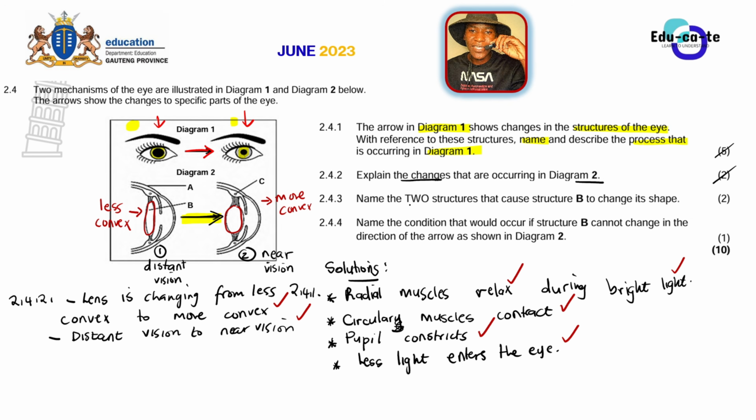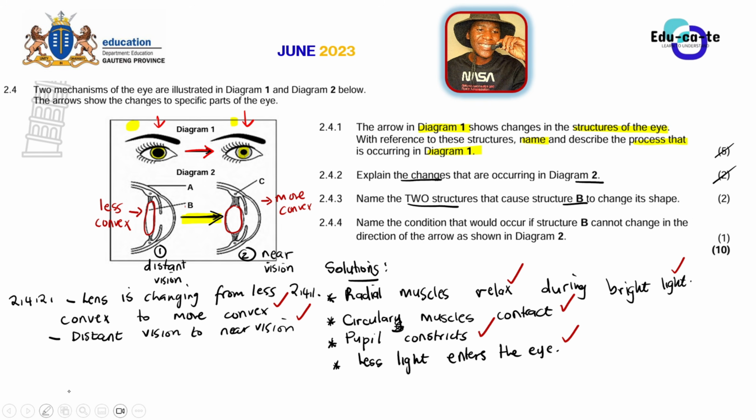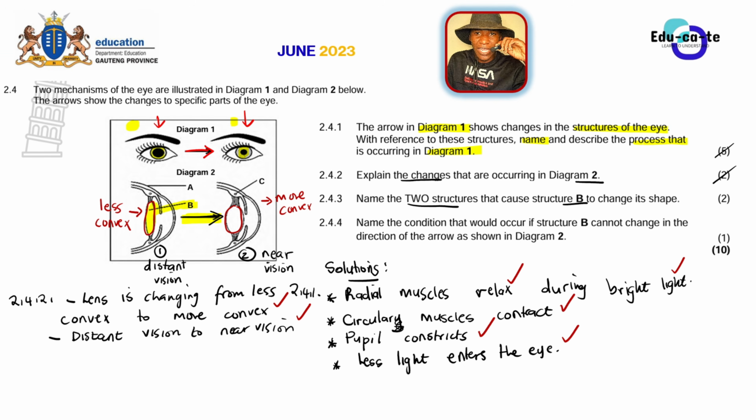Name the 2 structures that cause structure B to change its shape. What is structure B according to the diagram? According to the diagram, structure B here is the lens. You can see that clearly, that according to the diagram, B is combing the lens. You see that? So it is showing the lens, okay? It is pointing at the lens particularly.